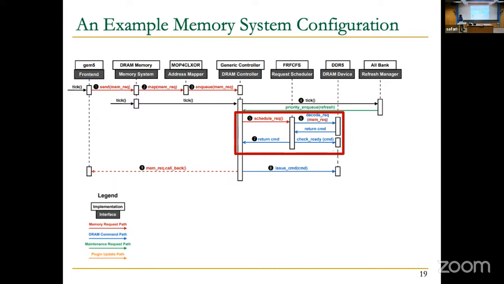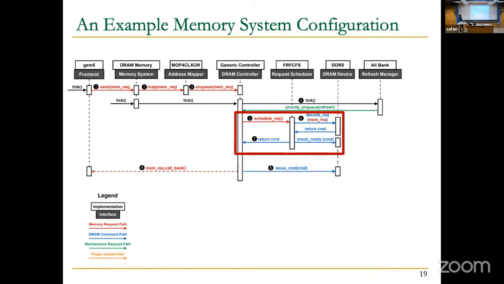Second, the memory controller implementation will call the request scheduler, asking, okay, which request is the best that I can schedule according to your scheduling policy. So this request scheduler, after receiving this demand from the memory controller, will first decode the request into a DRAM command based on both the current state of the DRAM device and the scheduling policy. And once it gets the command, it will perform its own scheduling logic.